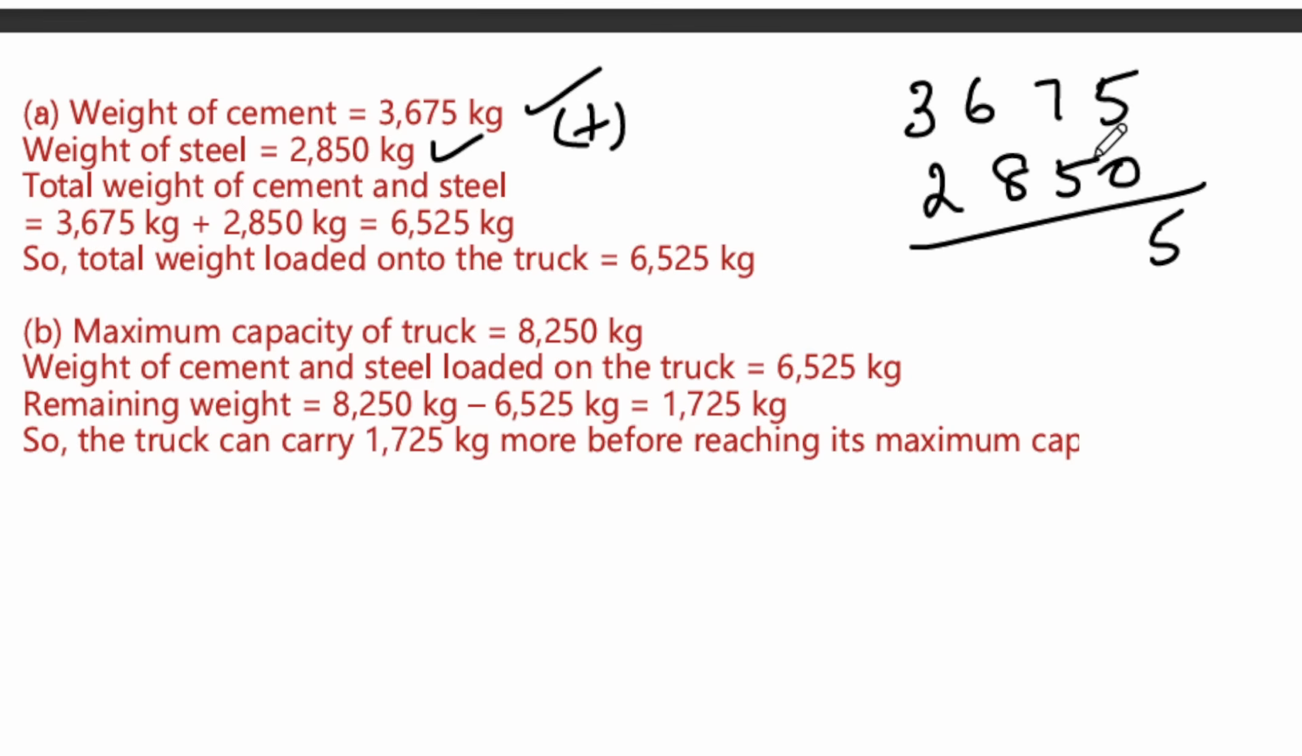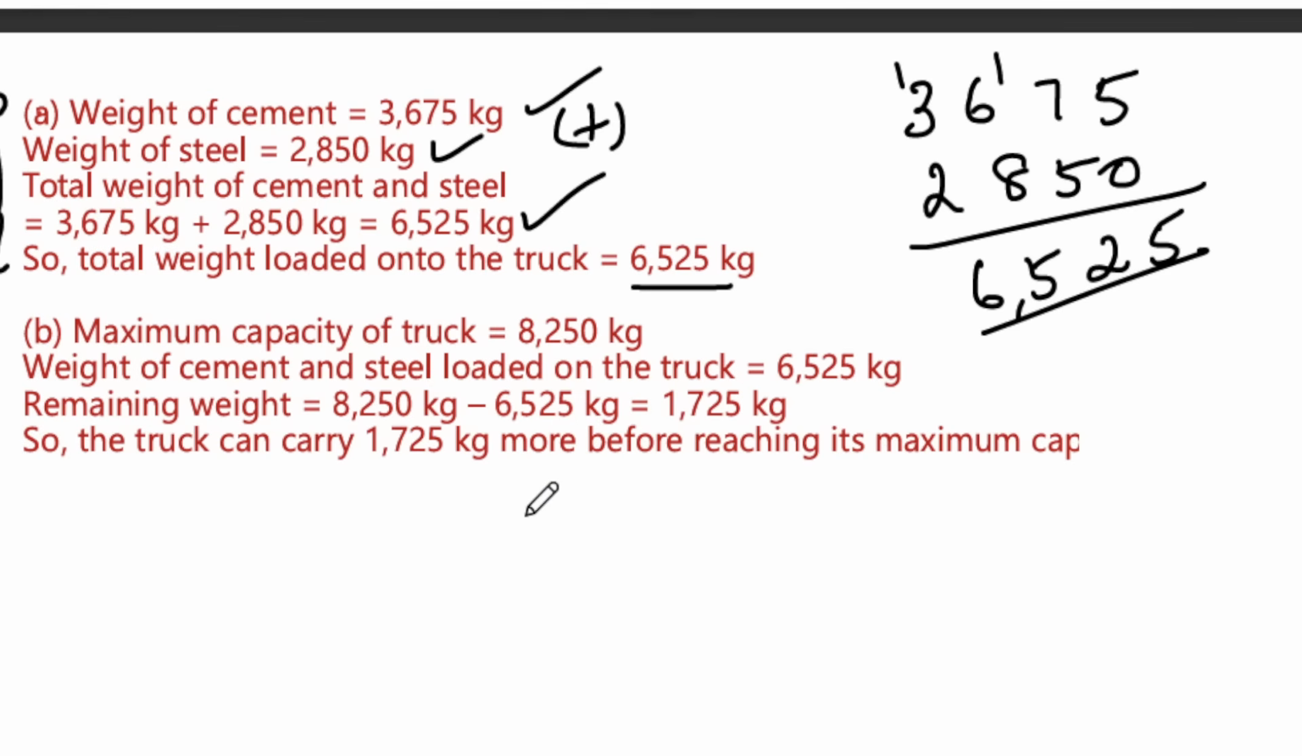So 5, 7 plus 5 is 12. 2 balance 1. So 8 plus 1 is 9. 9 plus 6 is 15. So 5 balance 1. 3 plus 2 is 5. 5 plus 1 is 6. So 6,525 kg. Okay. So the total weight loaded on the truck is 6,525 kg. So you should make statements like this, students.